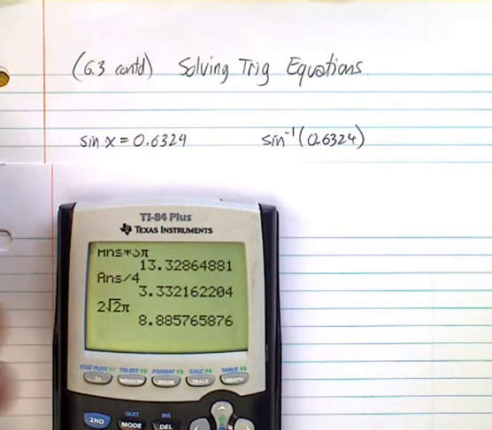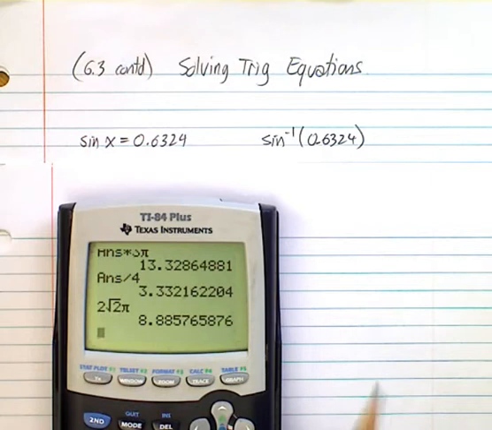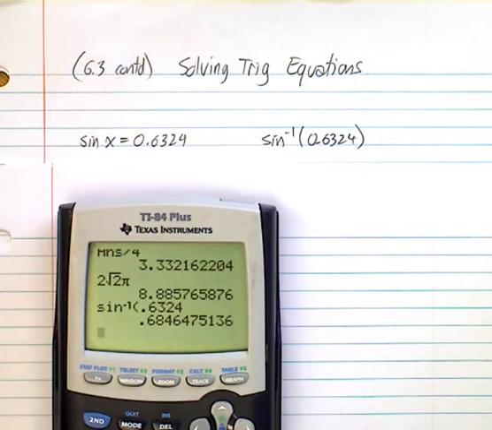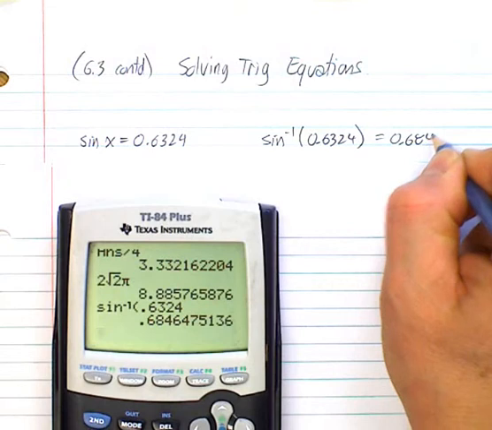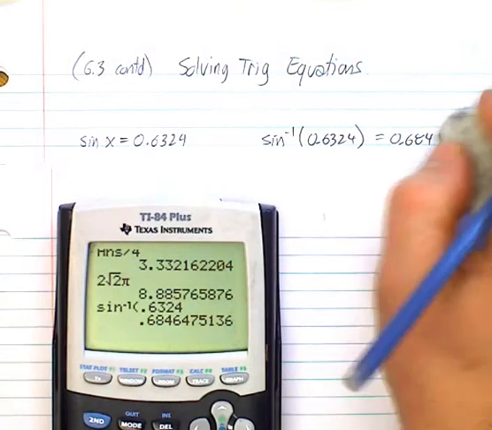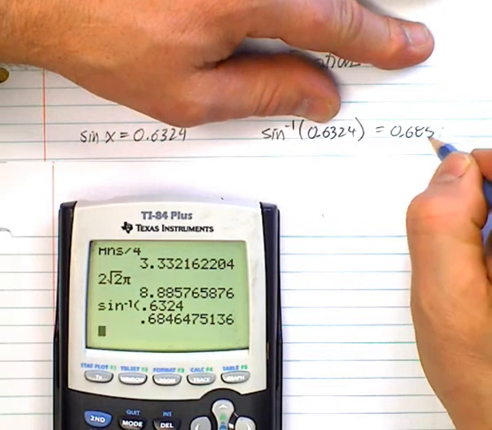I would choose to do it in radians because that's kind of the thing that we're doing right now. So notice that we're in radians here. Now I'm going to go second sine of 0.6324, and that gives me 0.684, which means this is 0.684 rads, or I've rounded up to 0.685 radians. Okay, you have to understand that this is radians.